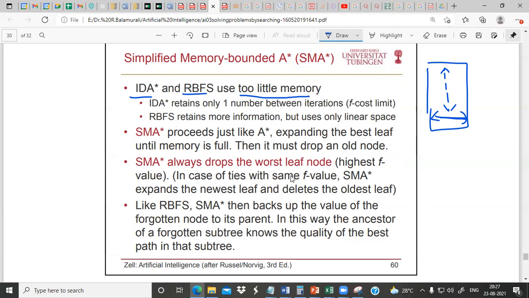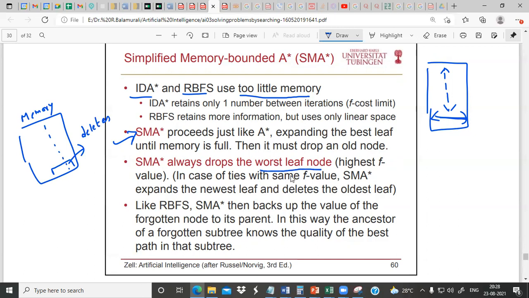So another version of A star is suggested, which is called SMA star, the simplified memory bounded A star algorithm. What this does is simply execute the A star algorithm, no refinement, nothing, until the memory becomes full. When the memory becomes full, it drops the worst node. The moment memory becomes full, it deletes the worst leaf node.